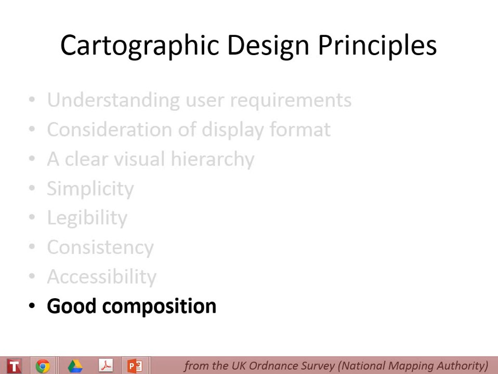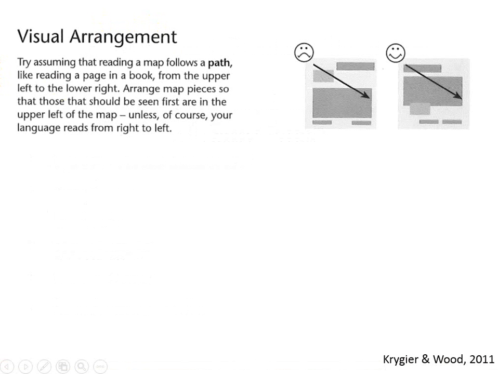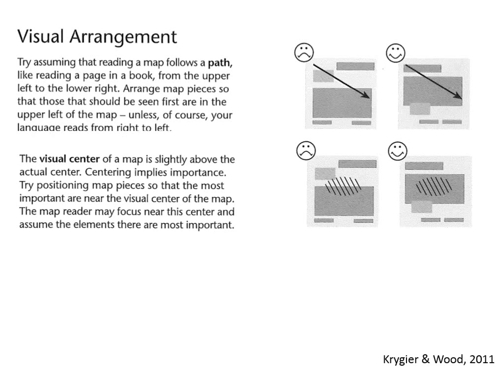All right, this is our final point discussing cartographic design principles, and it's one of the most important: good composition. The way that you lay out the elements of your map and arrange them is critically important. And again, you're going to see a lot of these unhappy face, happy face examples. And you should just have a sense about some important points like the visual center.